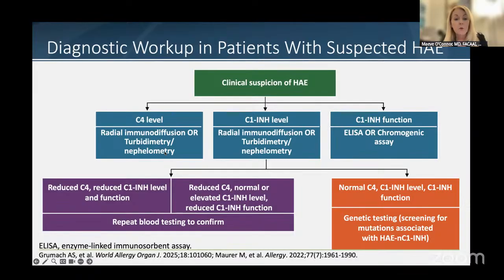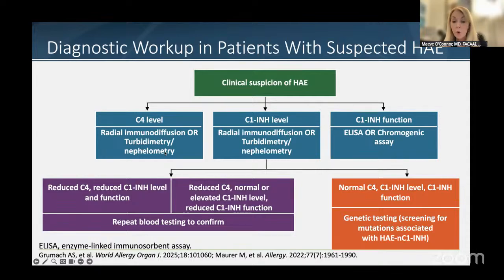And these assays are listed there for you. If any of these are abnormal, C4, C1 inhibitor, or C1 function, then you would want to confirm with repeat testing. And if that repeat testing confirms, then you have your diagnosis.